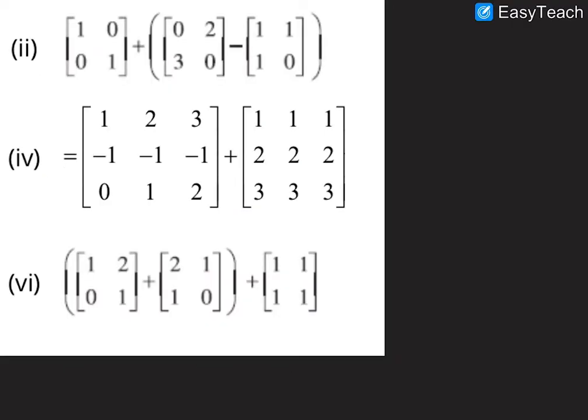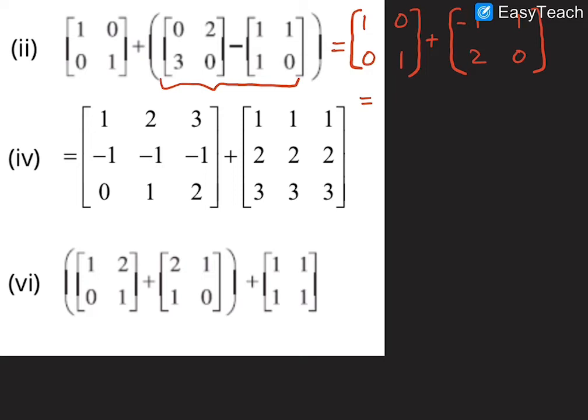Parts 2, 4 and 6 we will do here. Similarly, 1, 0, 0, 1 as it is. So first you need to simplify these two matrices. Subtraction is there because these are under parentheses. So 0 minus 1 will be minus 1. 2 minus 1 will be 1. 3 minus 1, 2. 0 minus 0 is 0. Now add these two. You will get 1 minus 1, 0. 0 plus 1 is 1. 0 plus 2 is 2. 1 plus 0 is 1.